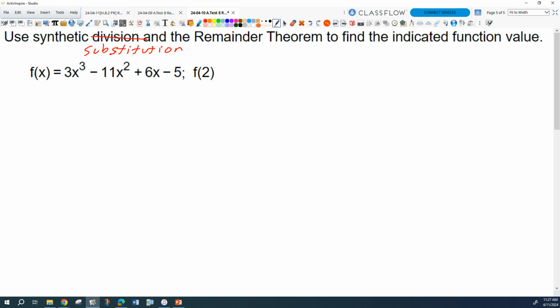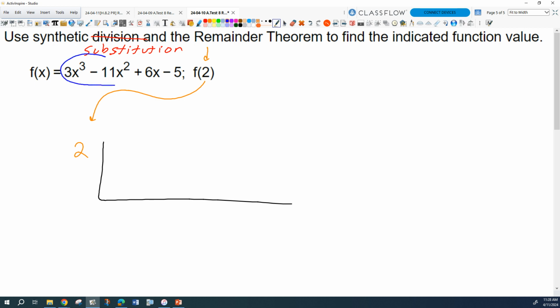So help me set this up then. What's my synthetic division bracket going to look like here? It's 2 on the outside. You don't change it, do you? So it's just 2? Exactly. Whatever number I'm inputting into the function is the number that goes outside. So x minus 2.